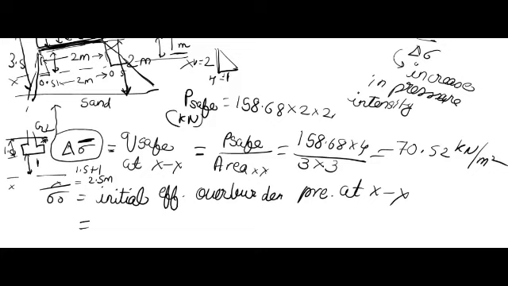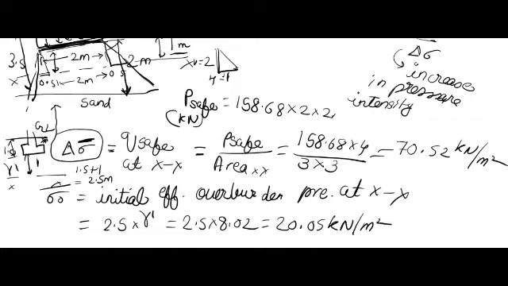Okay, so 2.5 is the distance, multiply by gamma dash, that is the submerged unit weight of soil. 2.5 into gamma dash, given as 8.02, comes out to be 20.05 kilonewton per meter square. So this is sigma 0 bar.